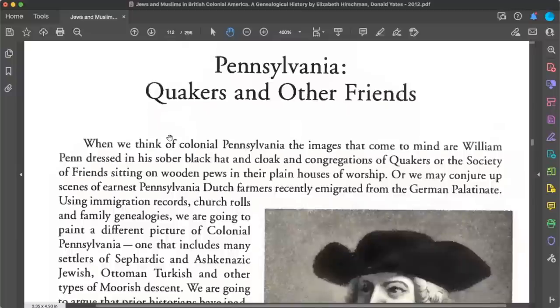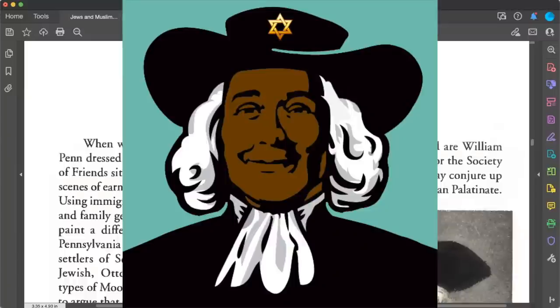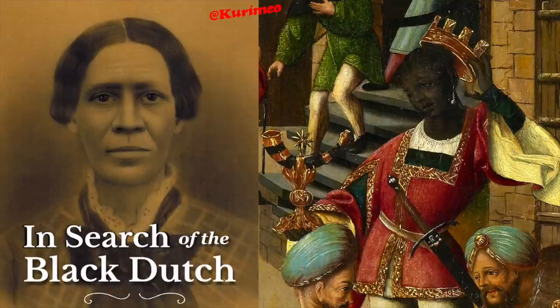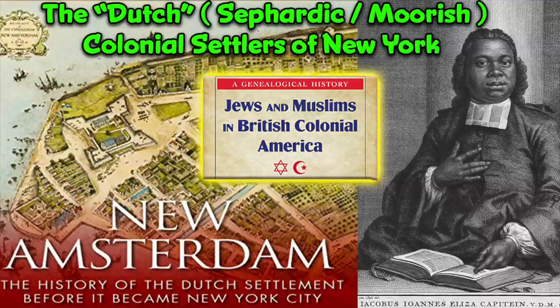Because when we think of colonial Pennsylvania, the images that come to mind are William Penn, dressed in his sober black hat and cloak, in congregations of Quakers, or the Society of Friends, sitting on wooden pews in their plain houses of worship. Or we may conjure up scenes of earnest Pennsylvania Dutch farmers recently emigrated from the German Palatinate. All right, well, we understand who those Dutch and these German Palatinates are. A lot of those are people of color, mostly.